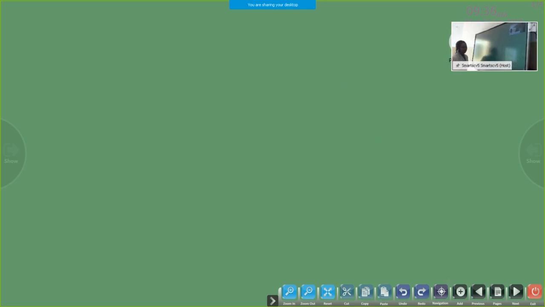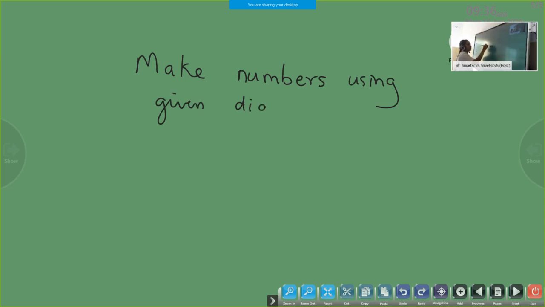We have only 5 more minutes, but we will just introduce the next portion, that is making numbers from the given digits. We have to make the smallest and biggest number. Making numbers using given digits. This also you learned last year.